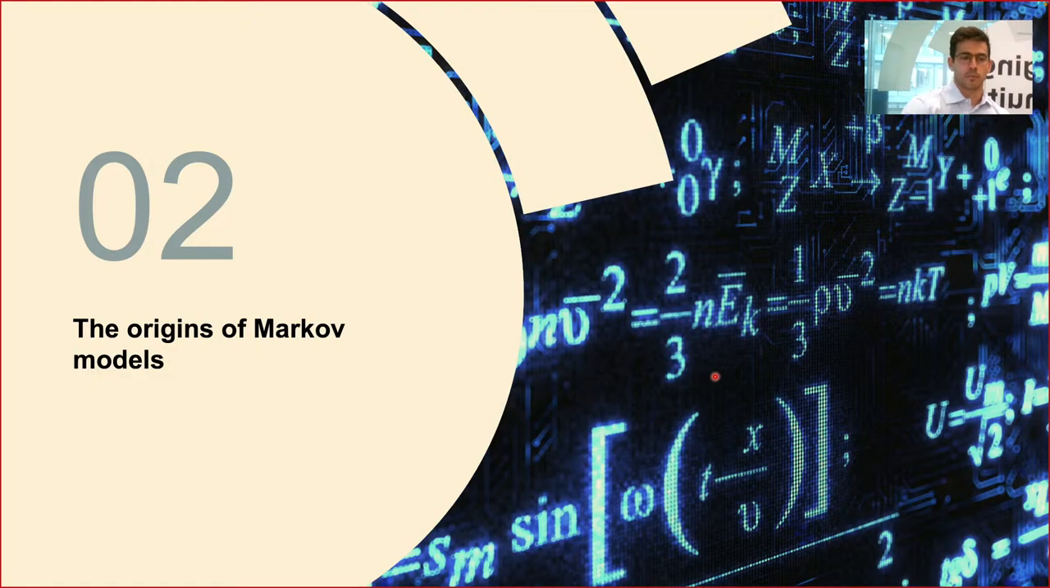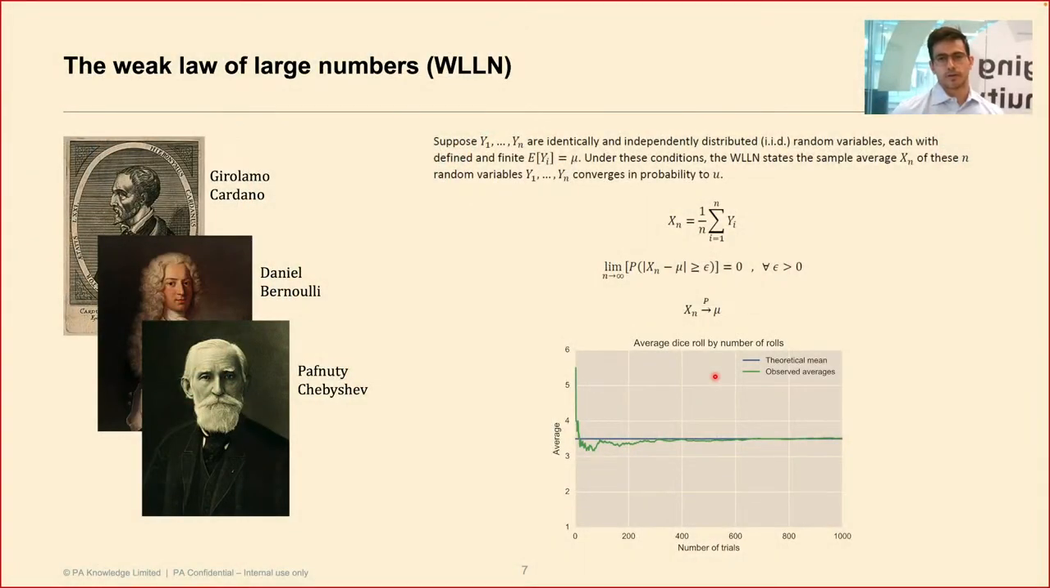Now, we're going to look at the origins of Markov models and a bit of history. The story starts with the weak law of large numbers. It was first Girolamo Cardano who observed but never proved the law of large numbers. Later, Bernoulli and Chebyshev created proofs for the law of large numbers, each in a different way. But let's look at what the law of large numbers is.